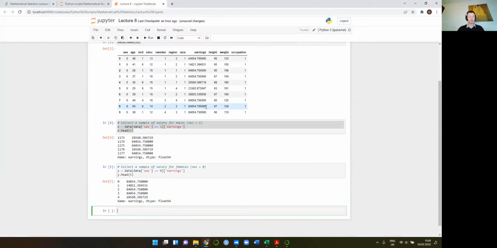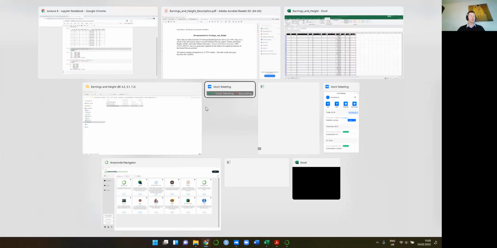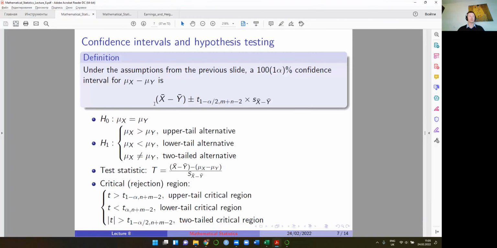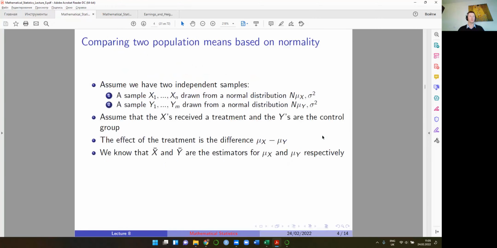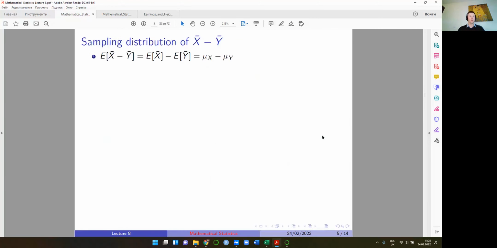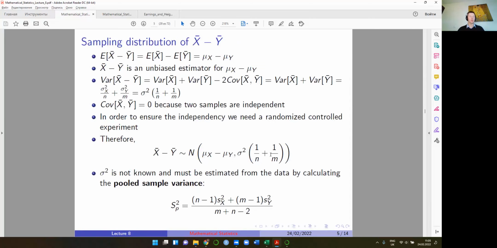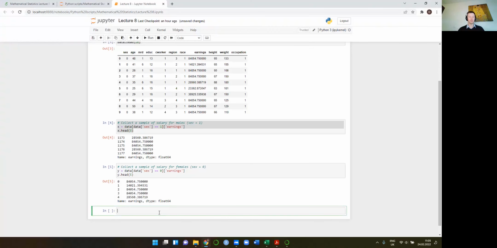So now, what do we need to do? We want to calculate the sample estimates, right? So we want to estimate X bar, we want to estimate Y bar, and we want to calculate this X bar minus Y bar. So let's go back to the slides to see how this works. So first of all, estimate the sample means.